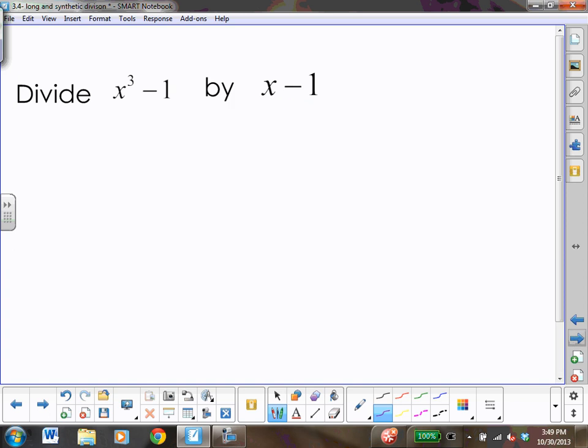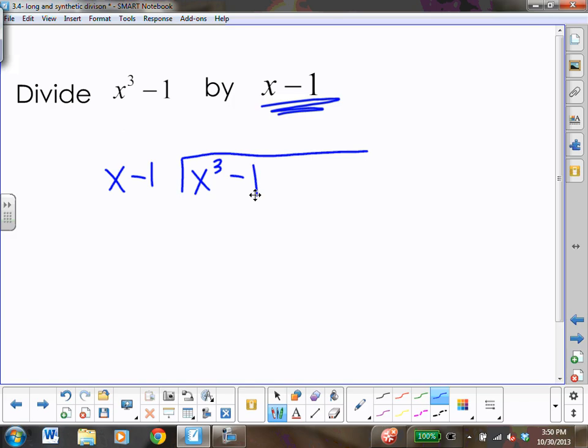Divide x cubed minus 1 by x minus 1. So again, this is our divisor, and this is our dividend. But when I do this, I actually need to account for the terms that aren't there. So I don't have an x squared term. I also do not have an x term. I need those placeholders in there, otherwise it's going to throw off my math.